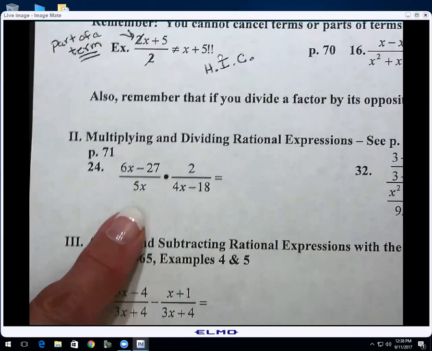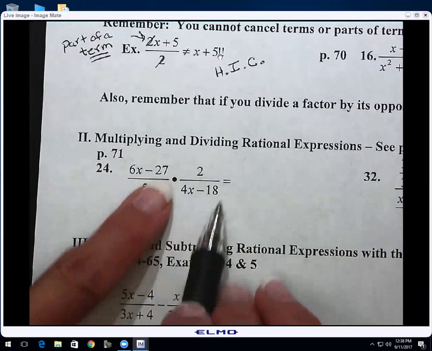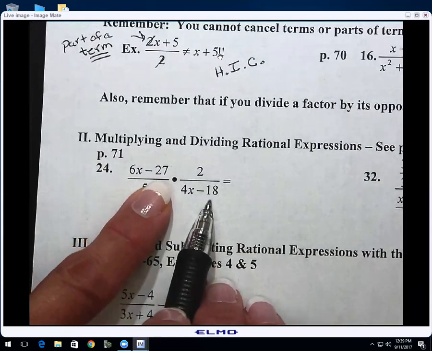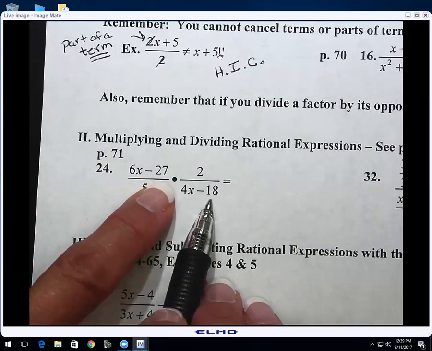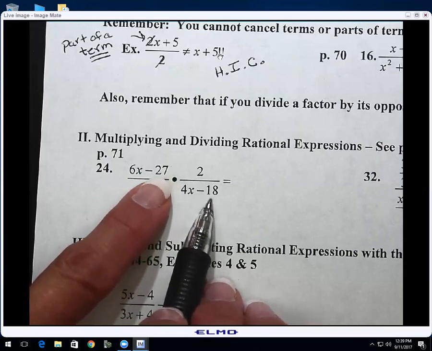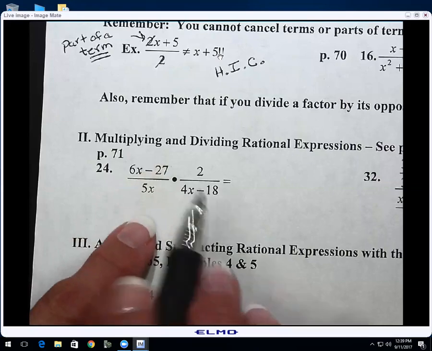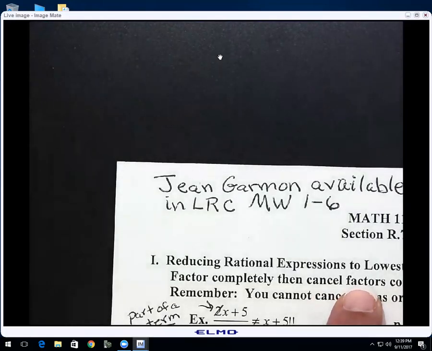So what about this 24? Could you say 9 goes into both 27 and 18? Would that be legal? It's a true statement that 9 does go into both of those, but 27 and 18 are terms. You can't cancel terms or parts of terms. So what do you have to do before you can cancel anything? Yeah, the answer is right up here. Factor completely before you do anything else.